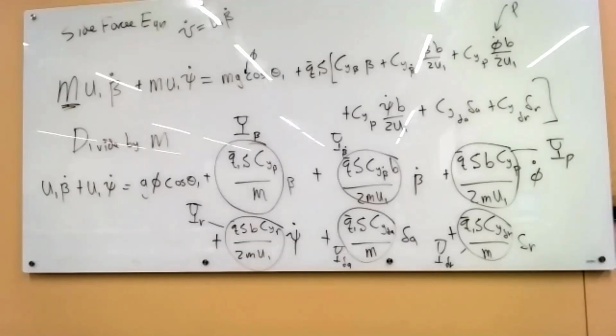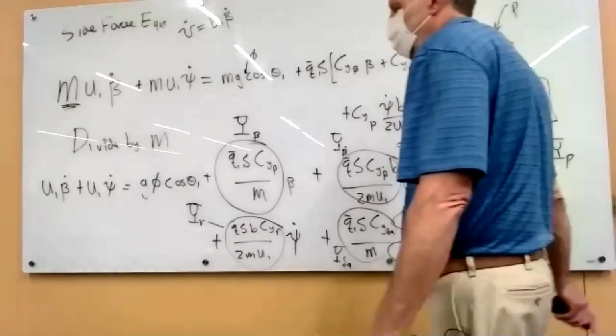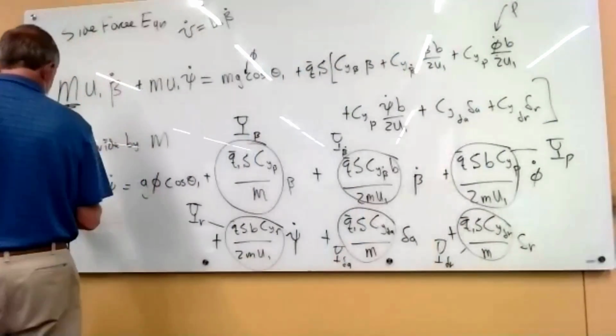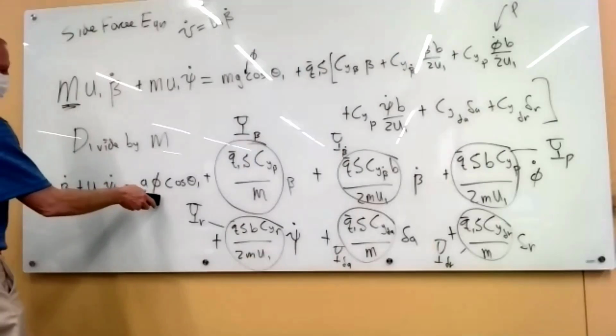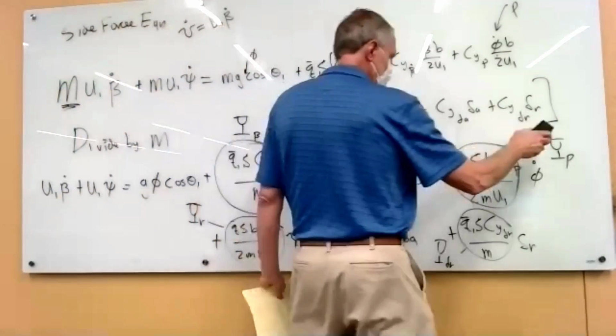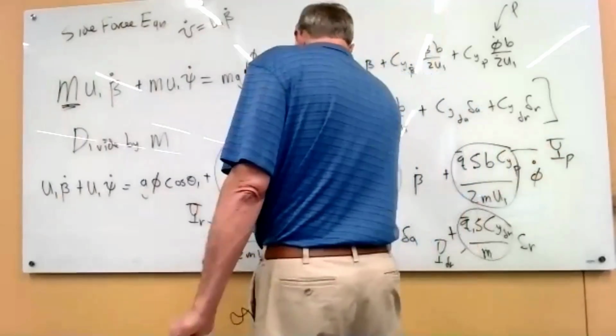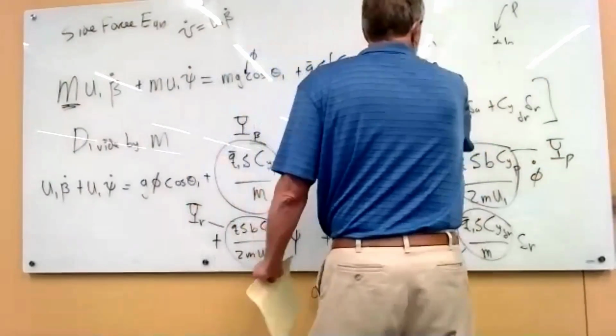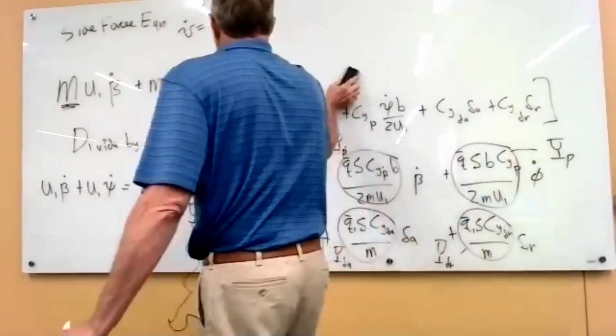And so it makes this equation a lot easier to write, because it's u1 beta dot plus u1 psi dot equals g phi cosine theta, y beta beta, y beta dot yp, phi dot, so on. And it makes it a lot easier when we go to Laplacing it.